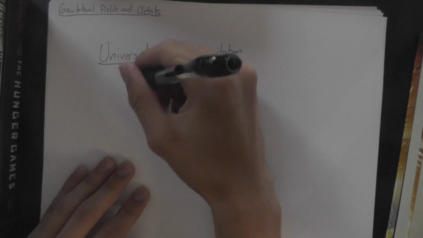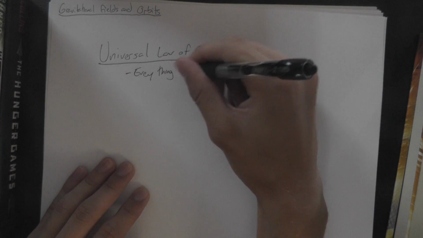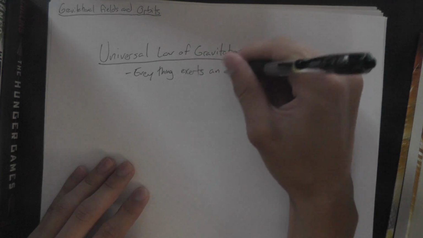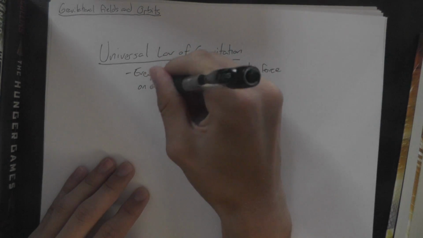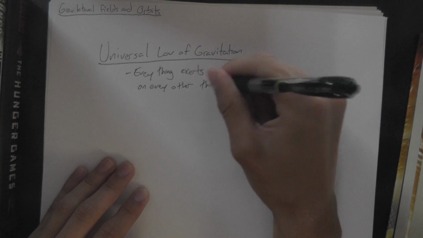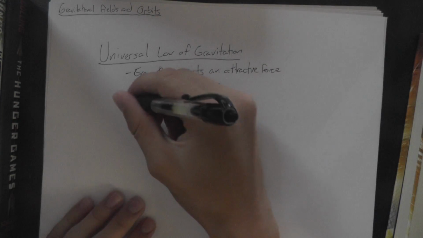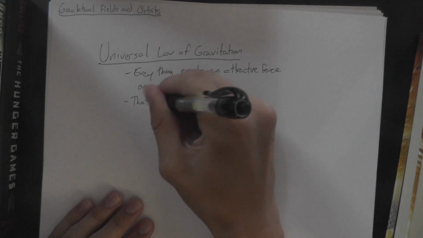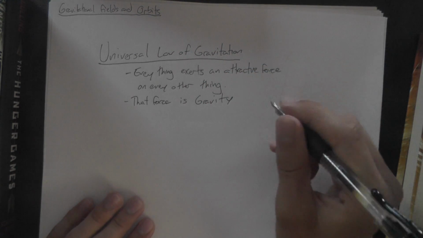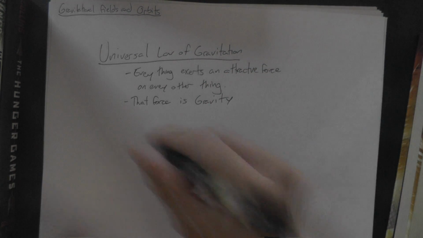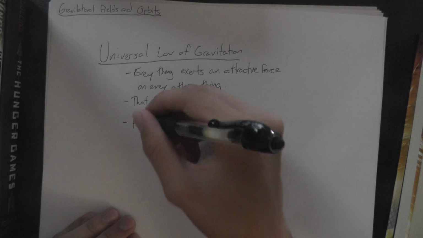The first of which being that everything exerts an attractive force on every other thing. So everything in the universe attracts everything else to it to some degree. Second tenet is that that force is gravity. So that's gravity. It's the attractive force between all bodies. It's inherent.